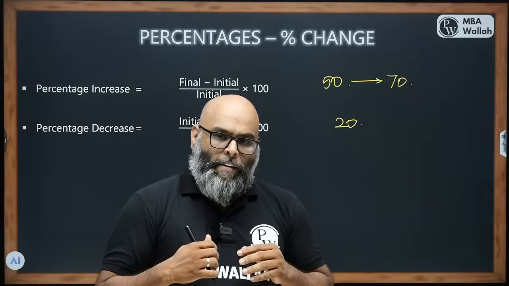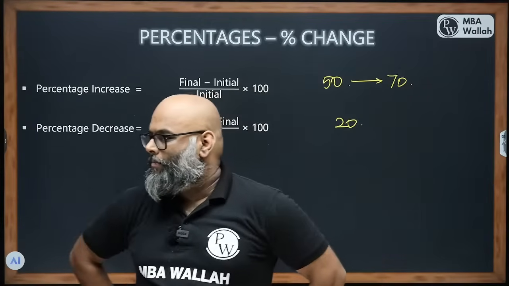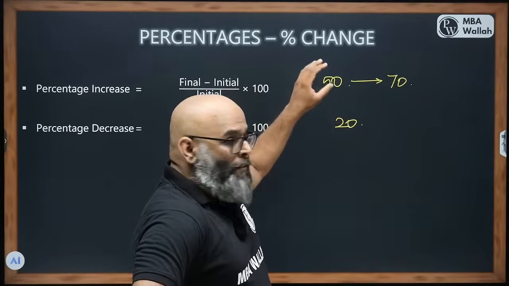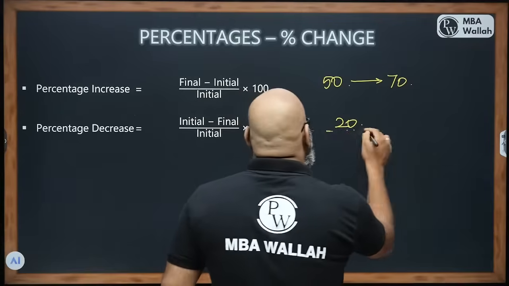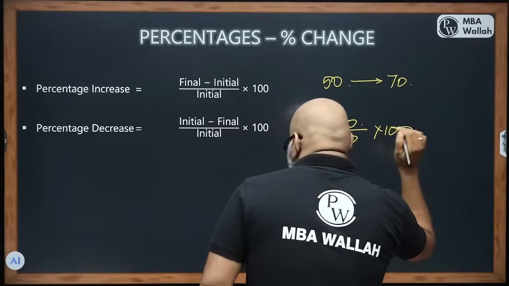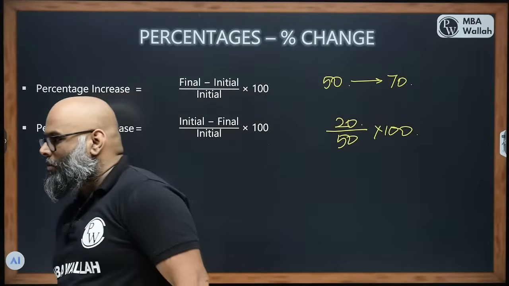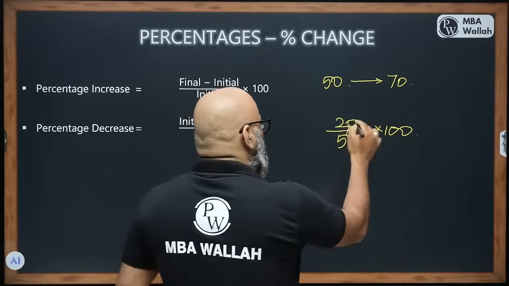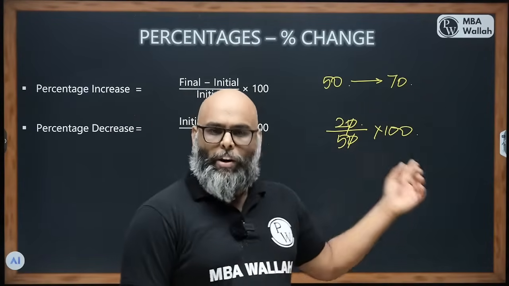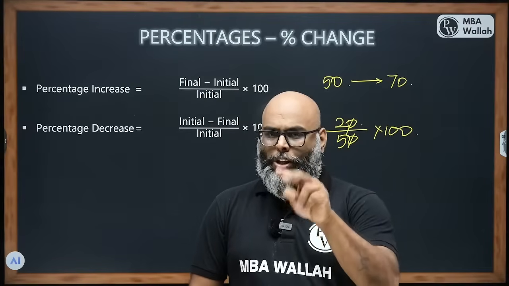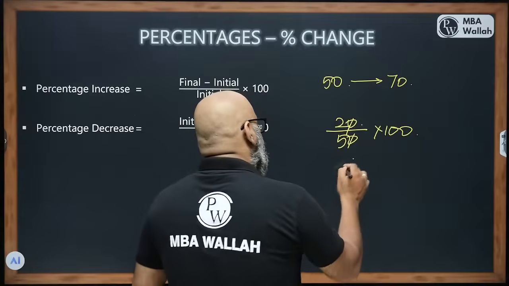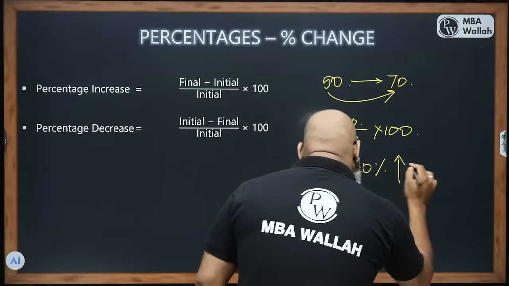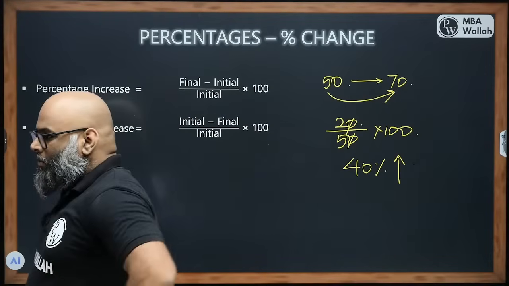Second question, from where did the change happen? The change happened from 50, right? So divided by 50 into 100. That's all. Simple. What is 20 by 50? Simplify this. This is 2 by 5. I'm not even doing the math. 2 by 5. 1 by 5 is 20%. 2 by 5 will be 40%. I can clearly see there's an increase. So 40% increase.